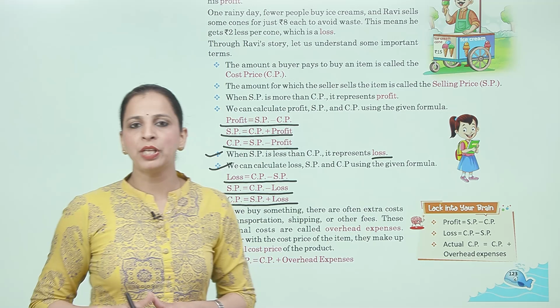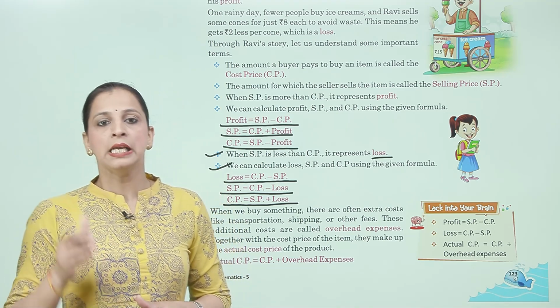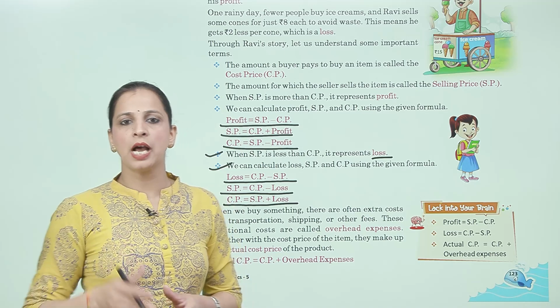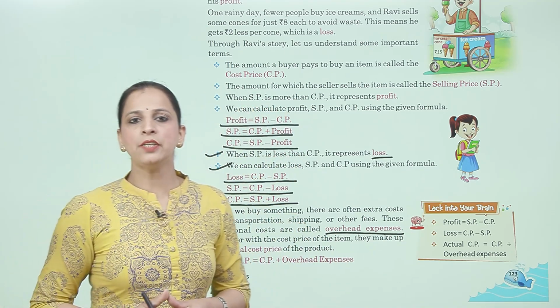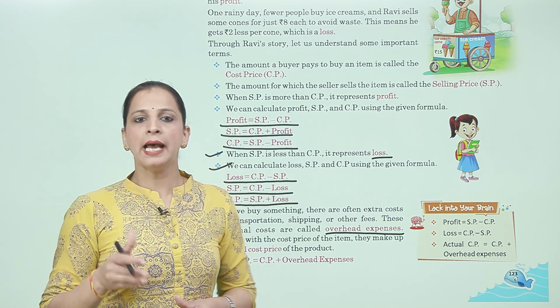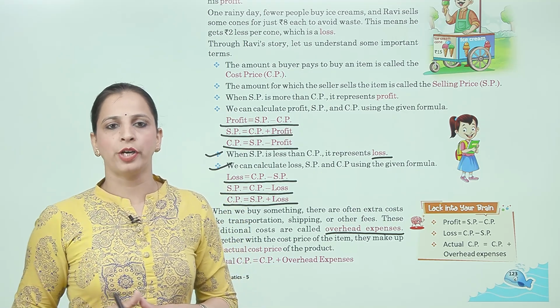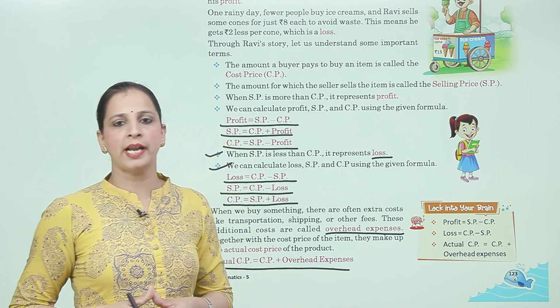When we buy something, there are often extra costs like transportation, shipping or other fees. These additional costs are called overhead expenses. Together with the cost price of the item, they make up the actual cost price of the product. So, actual cost price is equal to cost price plus overhead expenses.